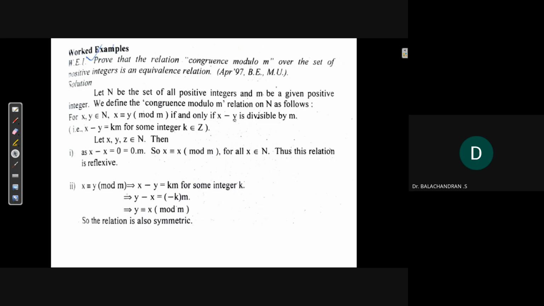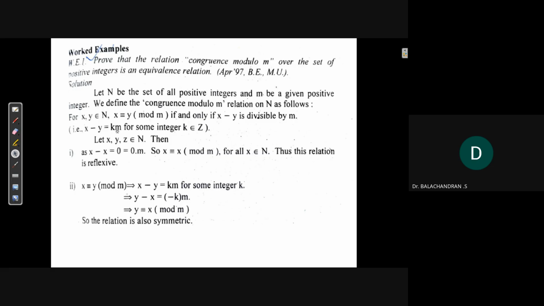So x minus x is equal to what? We know that it is 0. But you can write 0 as 0 into m. This implies x minus x is equal to, in the form of x minus y equal to k m, instead of k, I have 0 into m. So if we compare these two.